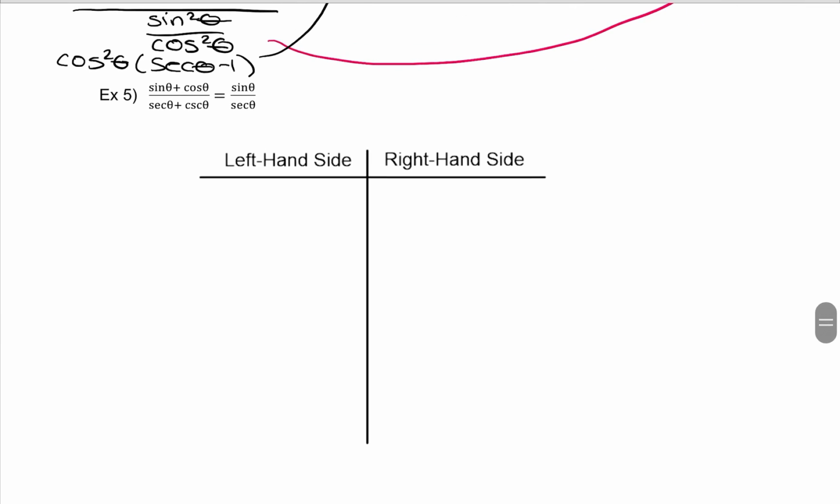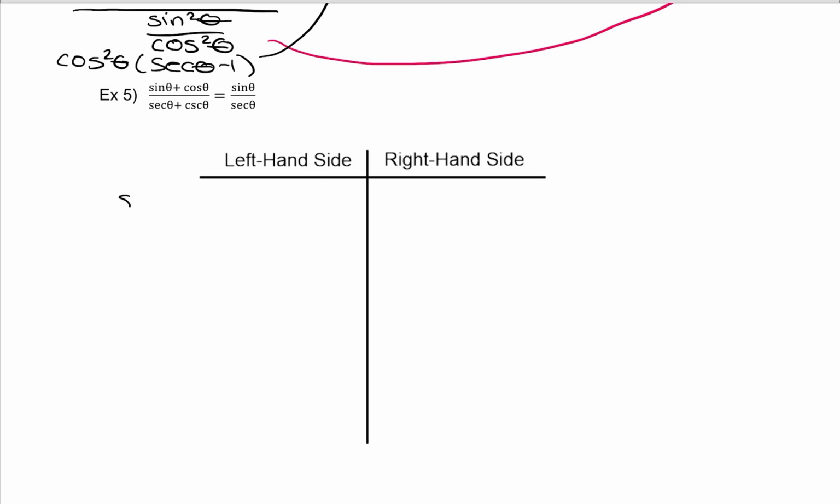All right, example 5. Last one that we're going to try together, and then like I said, this is really all just about practicing. How much can you practice this? How many different types of identities can you try using all the different strategies? So example 5, we've got a lot going on the left-hand side. The first thing I'm going to do is maybe change everything to sine and cos on the left-hand side.